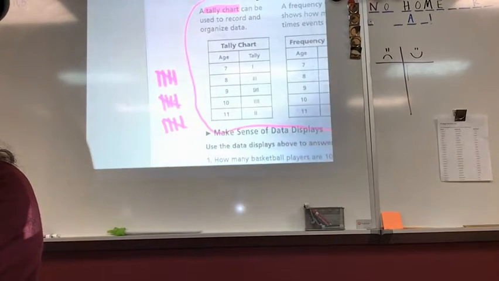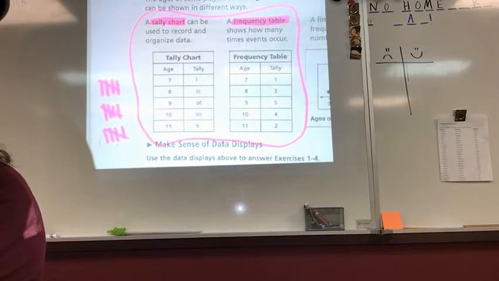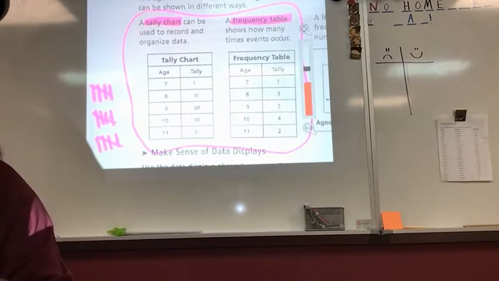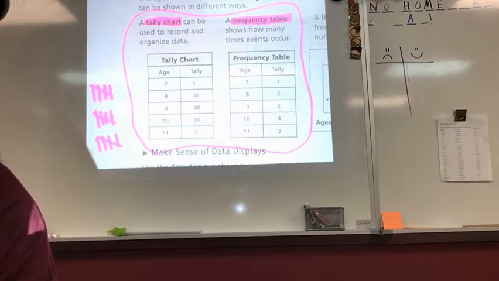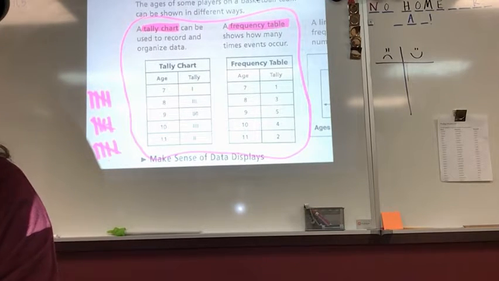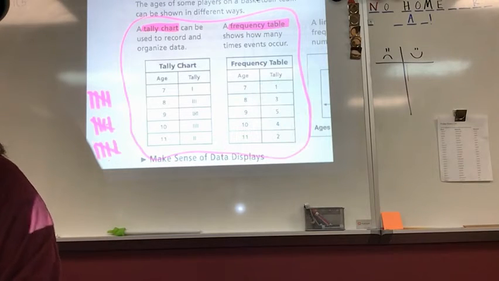Very similar to a tally chart is a frequency table. What do we call this? Frequency table. It's called a frequency table. All that a frequency table does is it gives us the same information, but instead of tallies, it tells us the amount in regular number form. So again, if I asked you how many students were 9 years old, you would tell me 5. And it just shows us like that.